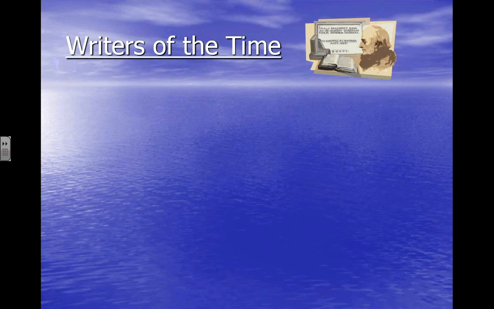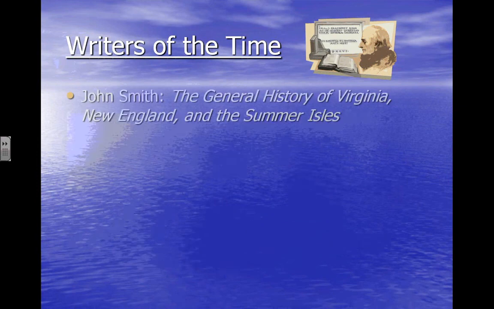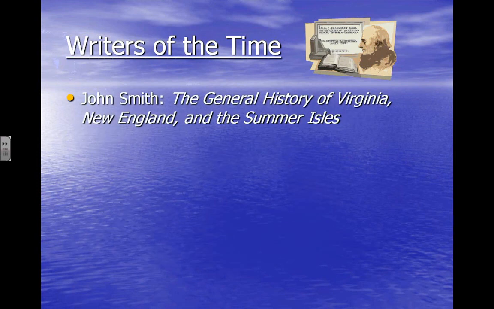All right, we just need to look a little bit at the writers of the time. I want you to be familiar with some of these. You want to make sure that you know who they are. John Smith wrote a book called The General History of Virginia, New England, and the Summer Isles. And so he really kind of wrapped all of the settlers into one there.